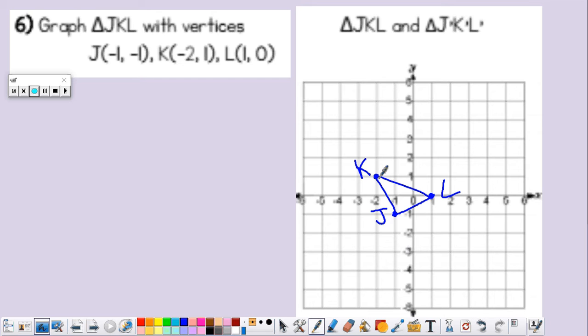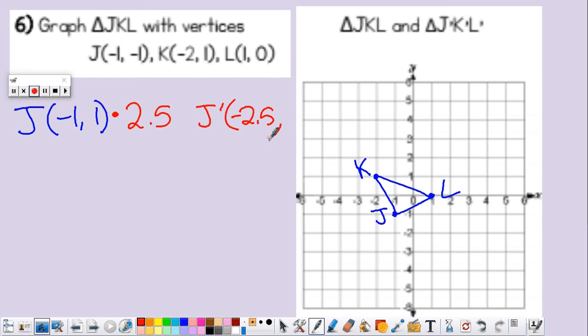Okay, so we're going to take point J, negative 1, 1, and we are going to multiply it by our scale factor of 2.5. So that's J prime. Negative 1 times 2.5 is going to give me what? Negative 2.5, right? Negative 2.5, comma, and then what's our y value going to be? Our y value? Positive 2.5.